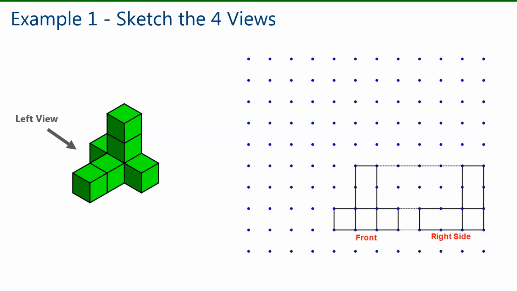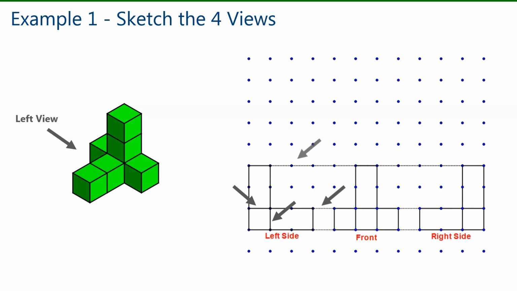Next, the left view. The left side view is 3 blocks wide and 3 blocks high as well. The bottom left corner of the left side view is a different depth, so we need to draw a line here and here. We make sure that the left side view is exactly 1 block to the left of the front view, and we connect all corners using dotted lines.